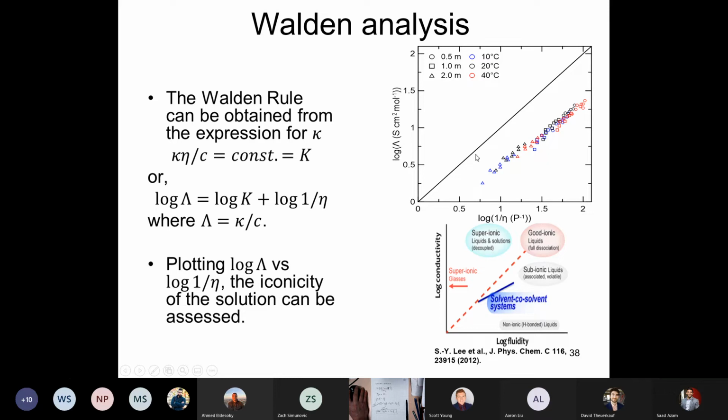Really, if you read about Walden analysis, for a fully dissociated salt, you should fall along this solid line. But if you have incomplete dissociation, you would fall below. But you know, the dissociation in our electrolytes is complete. So the reason this is down is just because it is.